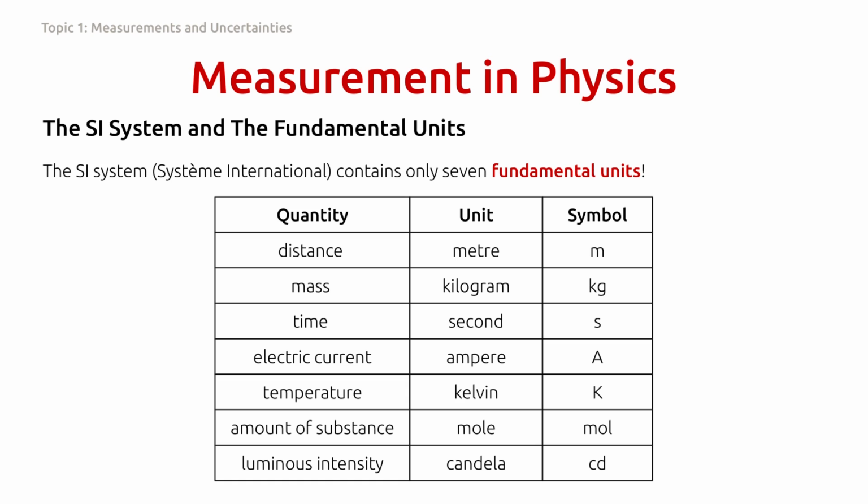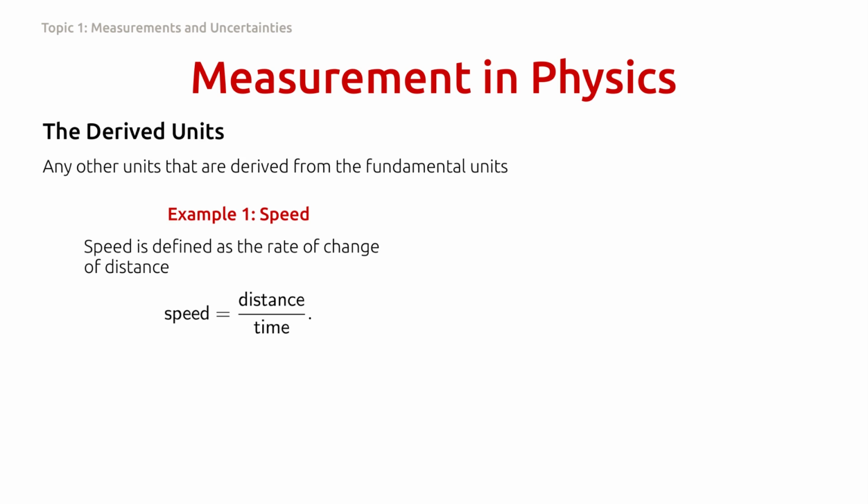We have distance, mass, time, electric current, temperature, amount of substance, and intensity of light. However, candela, which is the unit of the intensity of light, is not required as a unit in IB physics. What about the rest of the units? The fundamental units are the basis for all other units. In other words, any other units are derived from the fundamental units, and these are known as the derived units.